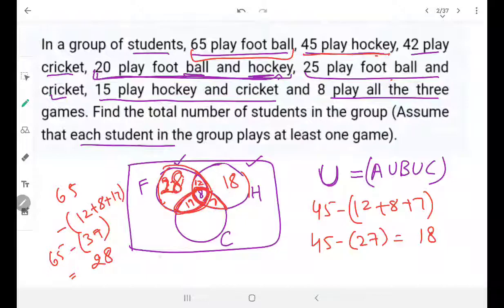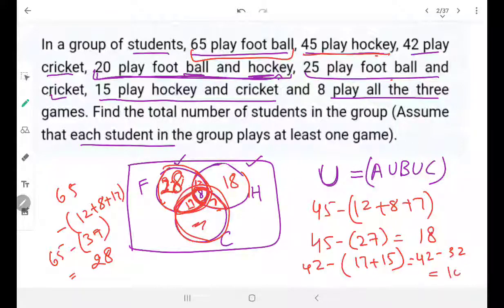Then cricket. 42 play cricket, so this total is 42. So what is this value? 42 minus 17 plus 8 plus 7. That is 32, and 42 minus 32 is equivalent to 10. So this is 10. Now we have to find the total number of students.